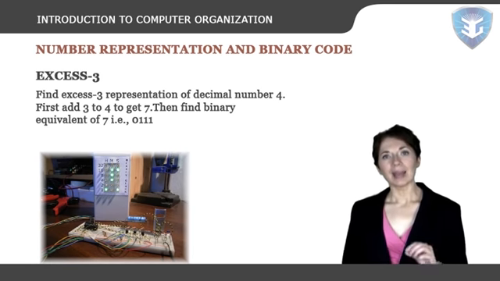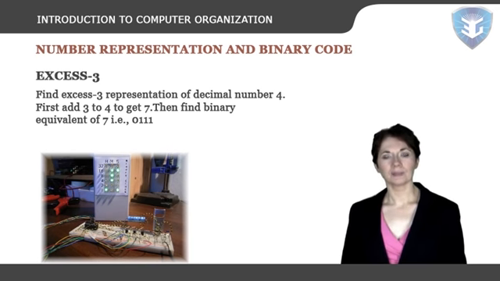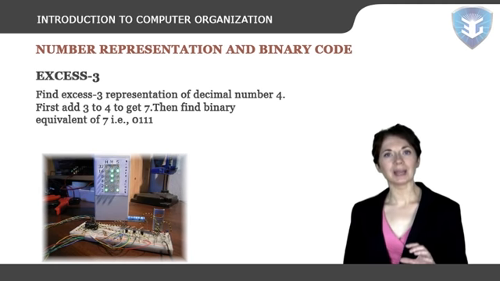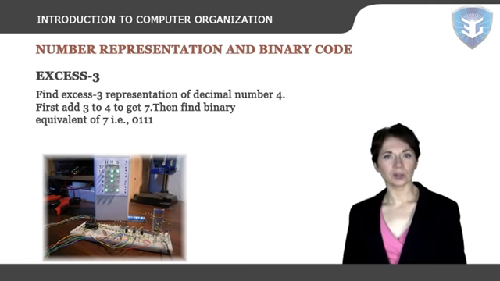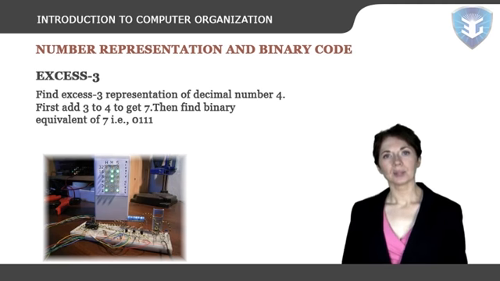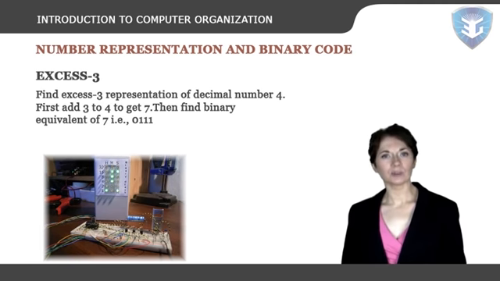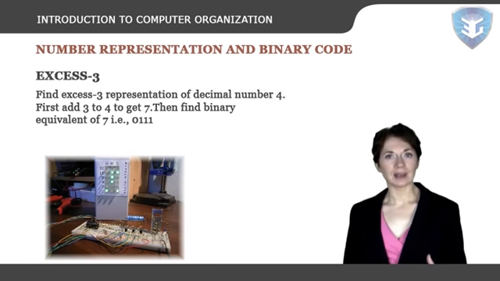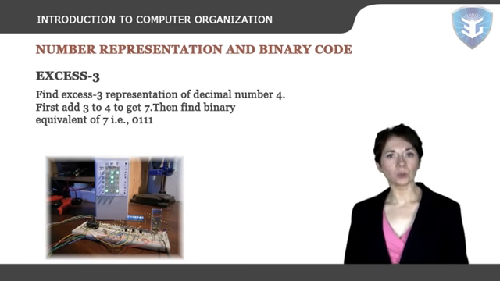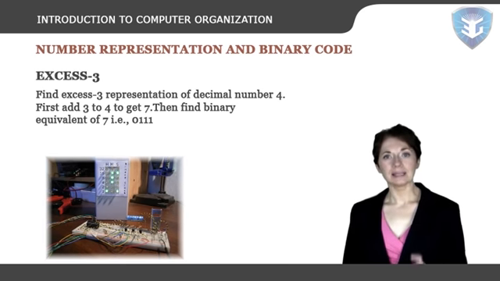XS-3. XS-3 code is an example of unweighted code. The XS-3 equivalent of a decimal number is obtained by adding 3 and then converting it to a binary format. For instance, to find the XS-3 representation of decimal number 4, first 3 is added to 4 to get 7. Then the binary equivalent of 7, that is 0111, forms the XS-3 equivalent.